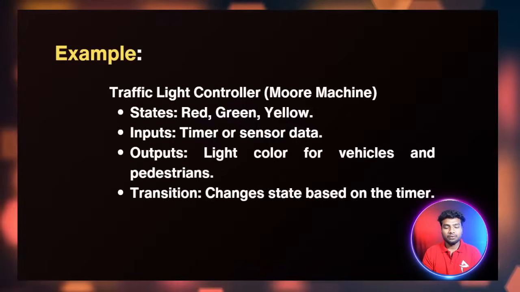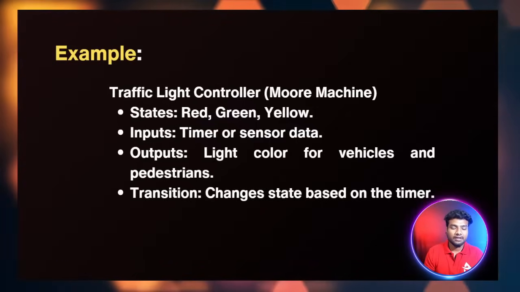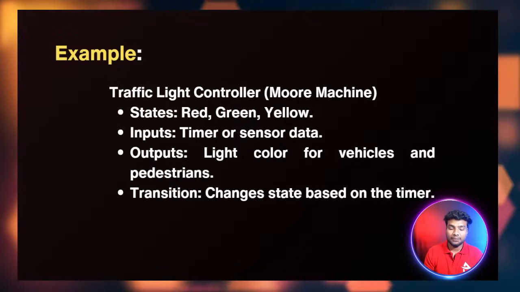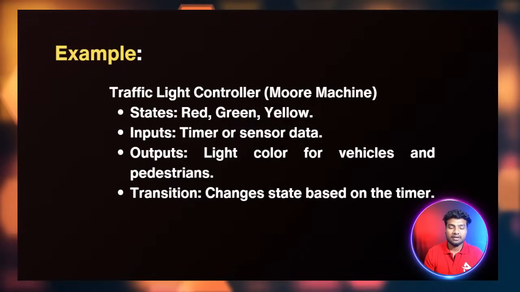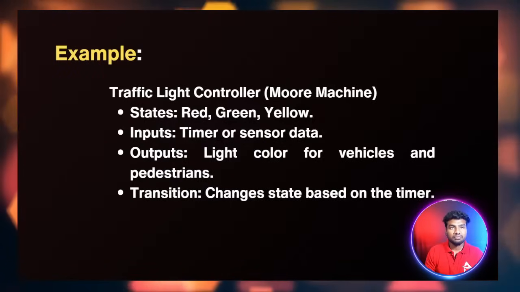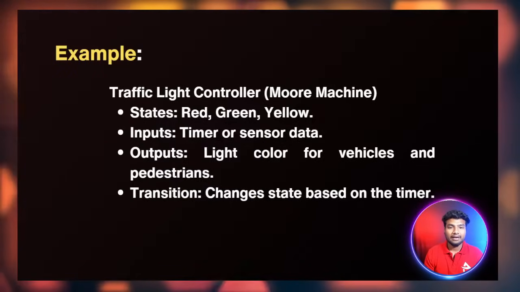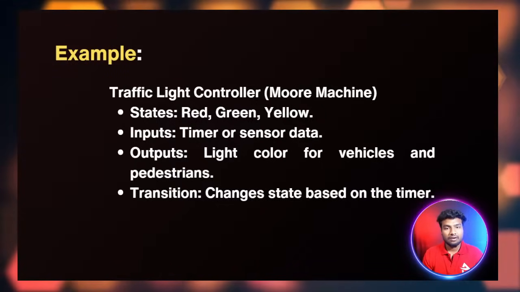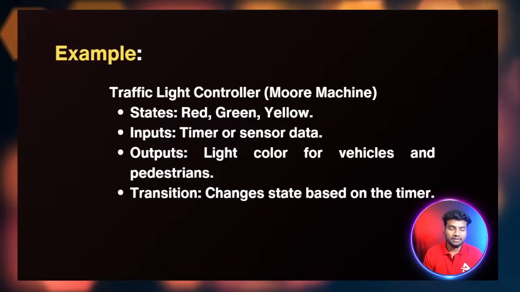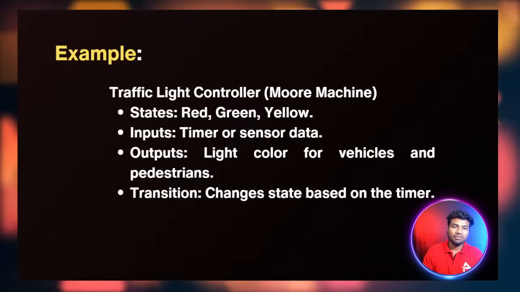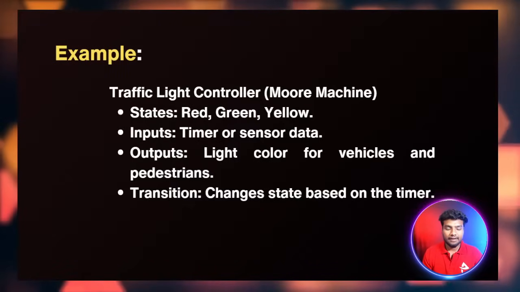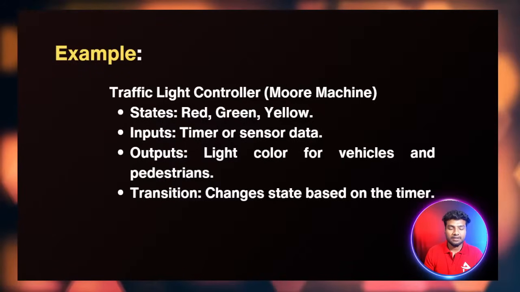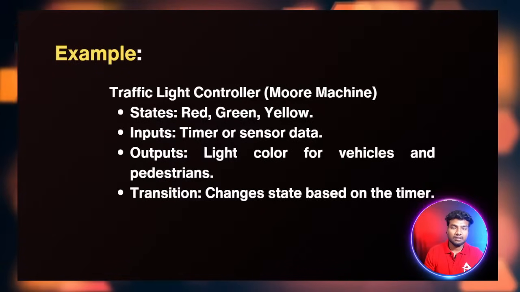So an example for the FSM is a traffic light controller. An example for Moore machines: the states are red, green, yellow, and the inputs may be coming from timers or sensors, and the outputs are the light color for vehicles and the walk signal for pedestrians. And then transitions. Transition means nothing but changing the state based on the timer.